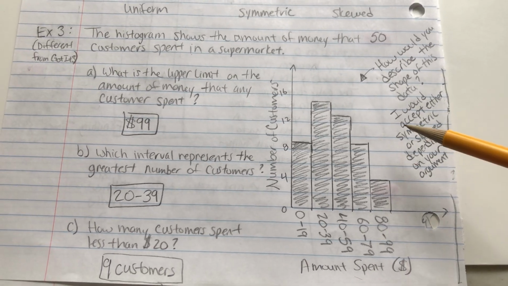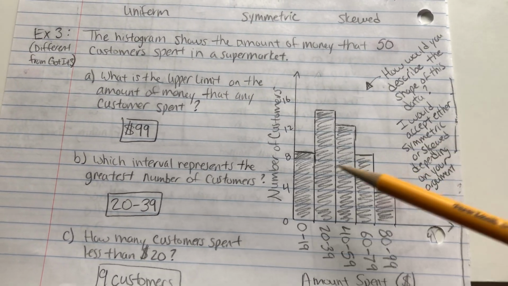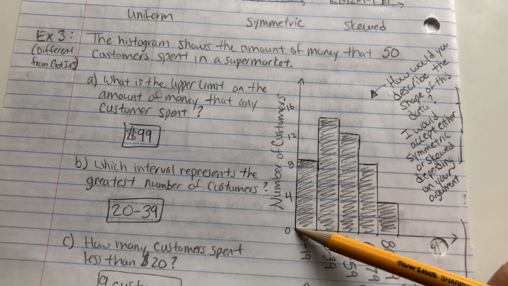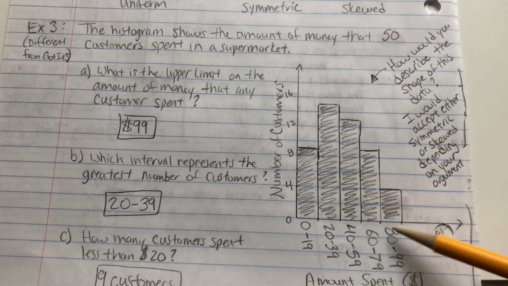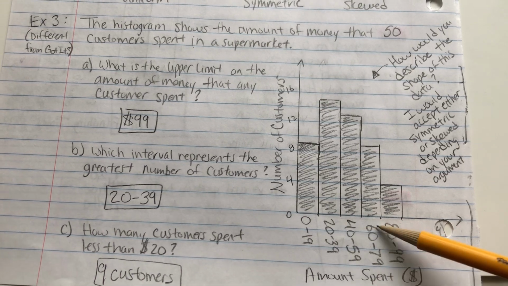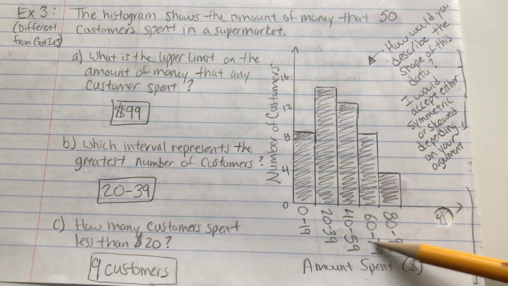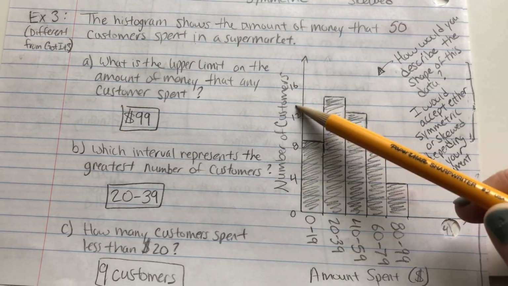This histogram shows the amount of money that 50 customers spent in a supermarket. It does start at 0, so we're up against the y-axis. We have nice even intervals, 0 to 19, 20 to 39, and so on. This represents the amount spent, and this tells you how many customers.